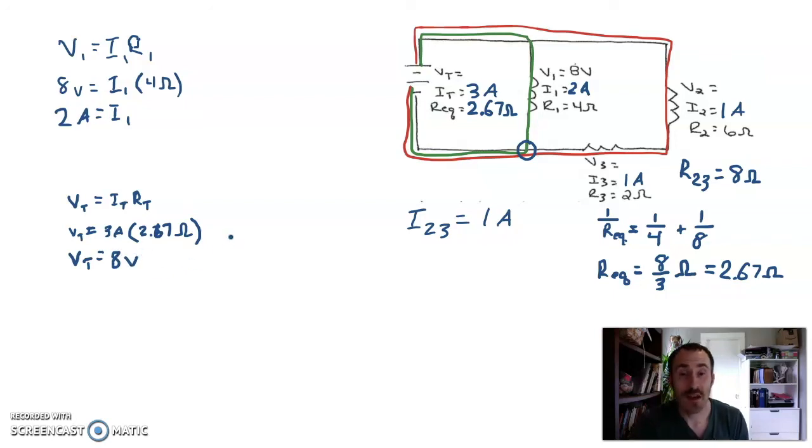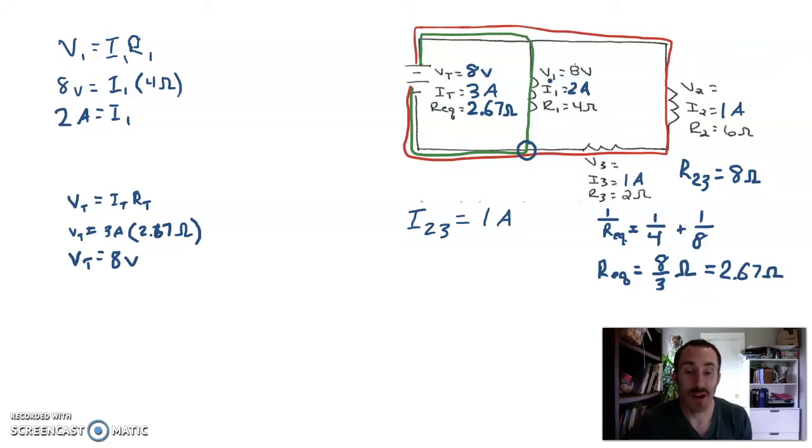And this makes sense because we know that each branch must drop the entire voltage, or each path must drop the entire voltage. So this green path, we knew from the very beginning that it drops 8 volts of potential. And so if the green path drops 8 volts of potential, that means the entire thing is 8 volts of potential, because that's one entire path. And so we had to jump through some hoops to get all the way over here, but we actually could have filled that in from the very beginning. So this is 8 volts.